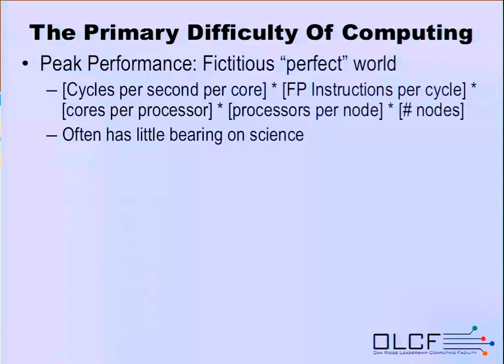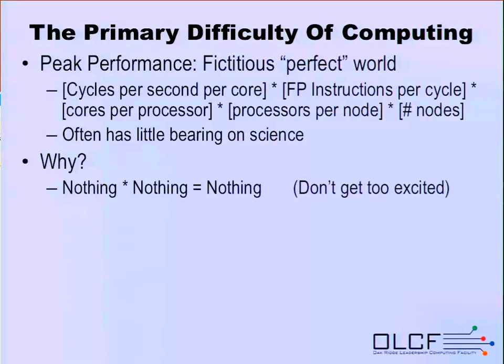This has little bearing on science. It has little bearing on anything because data doesn't magically appear. It has to travel over wires. So if you take nothing and you multiply by nothing, you get nothing. It's not a very exciting result. That's why peak performance ultimately is not the most exciting number.